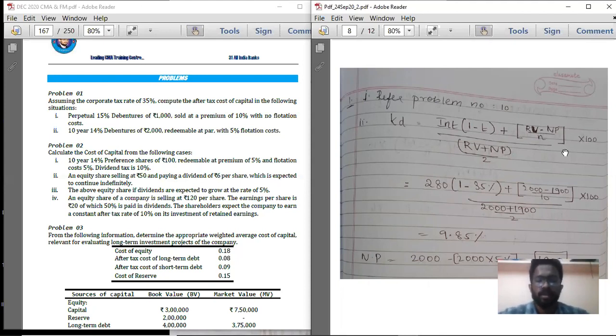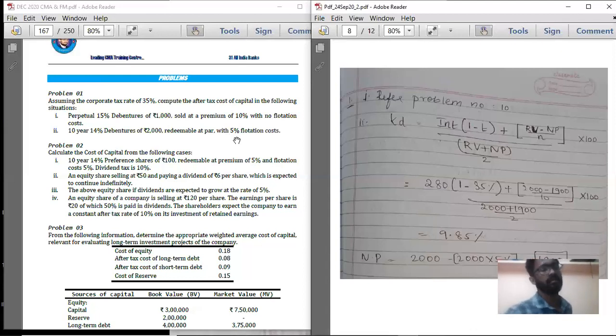Now below that, record small Roman number 2. That is case 2. What have they given in case 2? 10-year 14% debentures of 2000 redeemable at par with 5% flotation cost. Here they have mentioned that the number of years for the redemption is 10 years. 14% debentures. Value of debentures at which is sold is 2000 and redeemable at par. That is, you are redeeming it at 2000 rupees only. It is redeemable at par with 5% flotation cost. That is, when you are issuing the debentures, you are incurring 5% flotation cost.